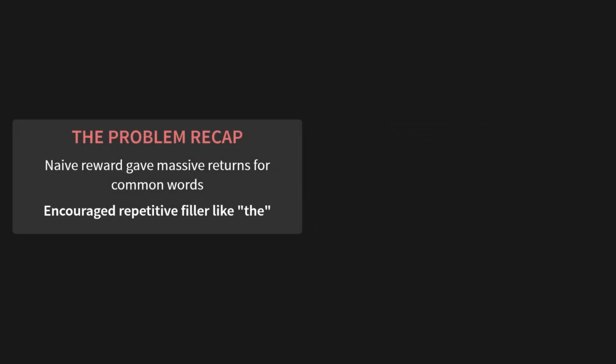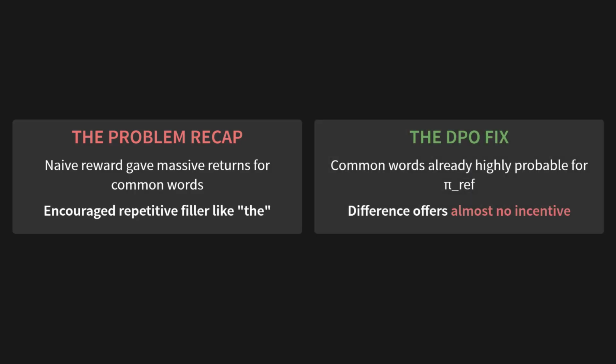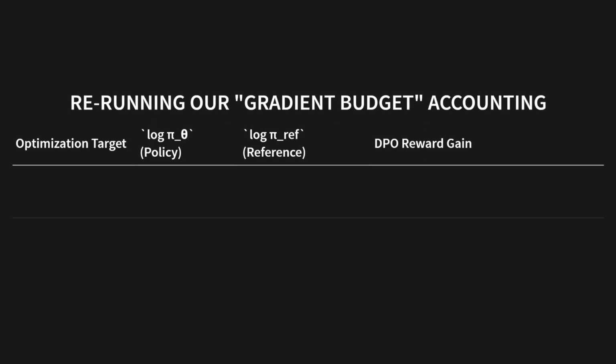Our naive reward gave these huge returns for really common words, encouraging the model to just spit out filler like the, and, is. The DPO fix is just as elegant. Common words are already highly probable for the reference model, π_ref. So the difference, that log π_θ minus log π_ref part, is going to be tiny. There's almost no incentive to get better at things you already know. Let's rerun our gradient budget accounting.